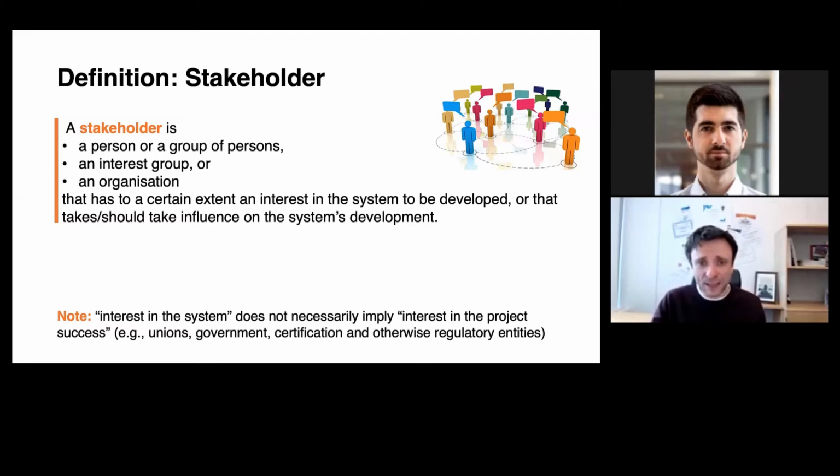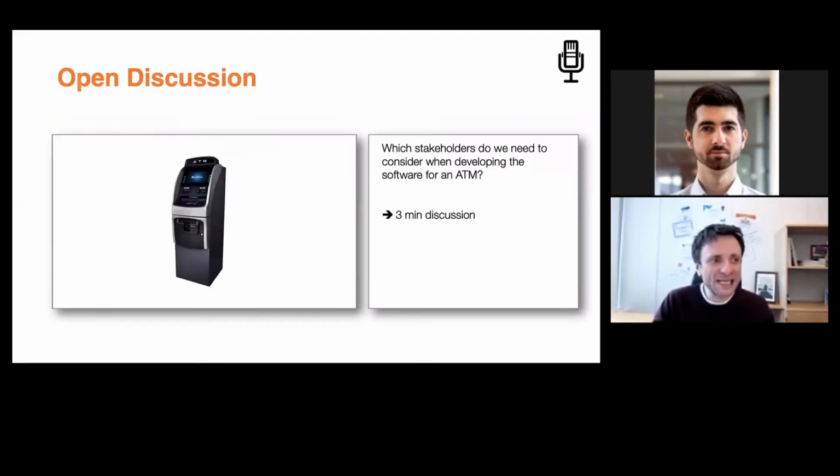Now, let's directly start by discussing some examples. Let's consider again the ATM. What do you think could be exemplary stakeholders for an ATM? What do you think?